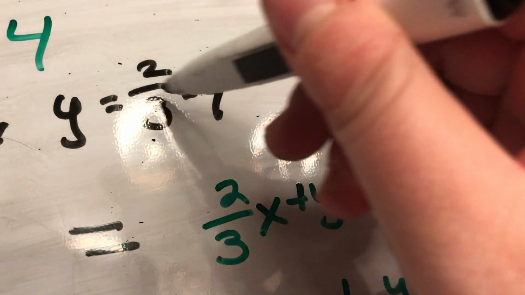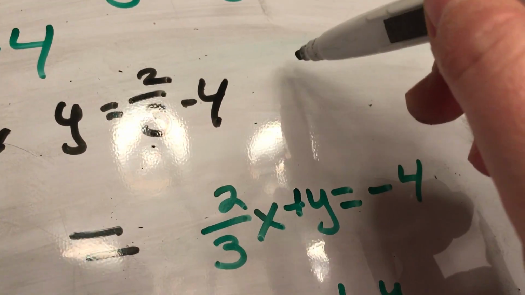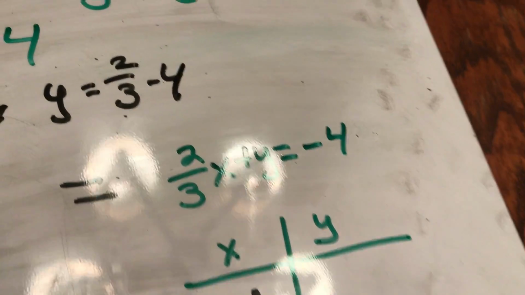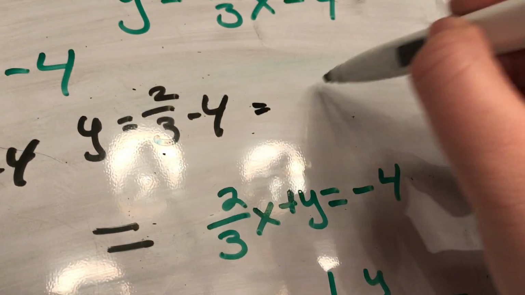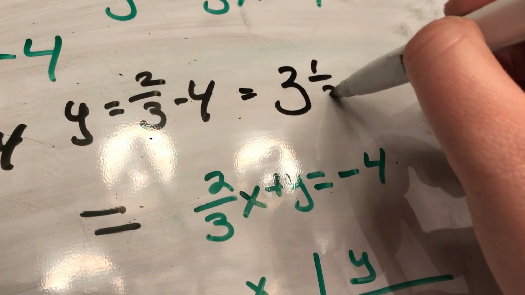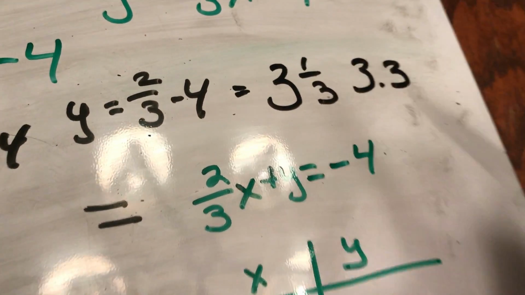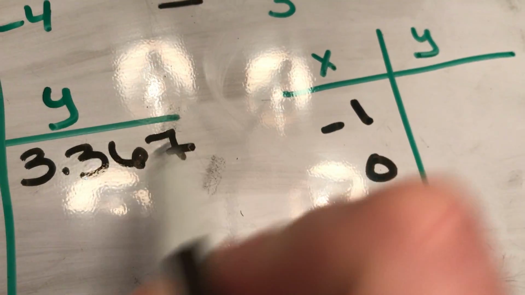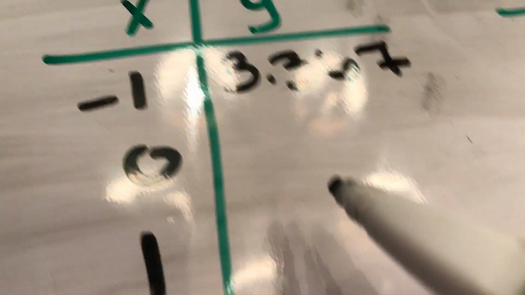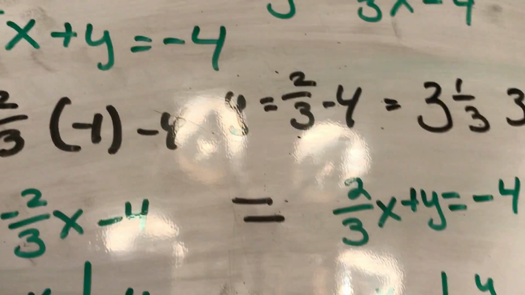So 2/3 minus 4 is going to be what? Oh my gosh, hold on. See, my calculator's on my phone. That's going to be what? 3 1/3, right? Geez, that was tougher than I thought. 3 1/3 or 3.3, doesn't matter. Put in whatever you want. So 3.367. I guess I'll do that because the calculator does it. All right, and boom, boom, boom.